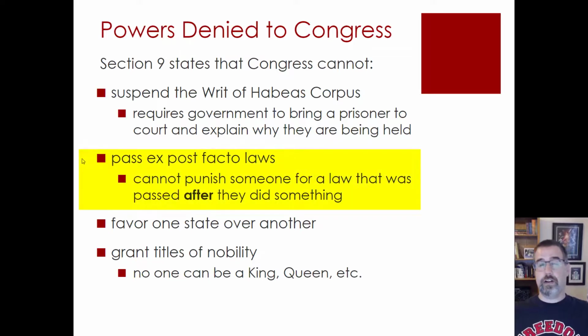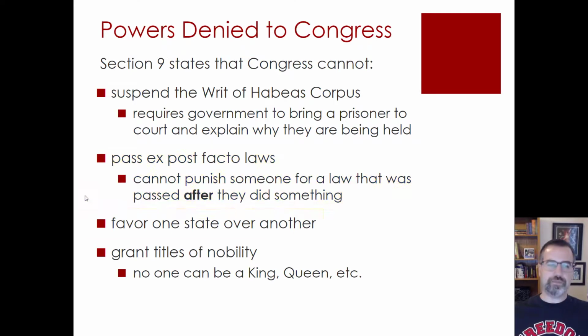They cannot pass what are called ex post facto laws. That means that if you had done something and then later on a law is created saying that action is illegal or against the law, you would not be punished for that, because you did whatever that crime was before the law was created. So you can't be punished for something that you had done when there was no law about it.